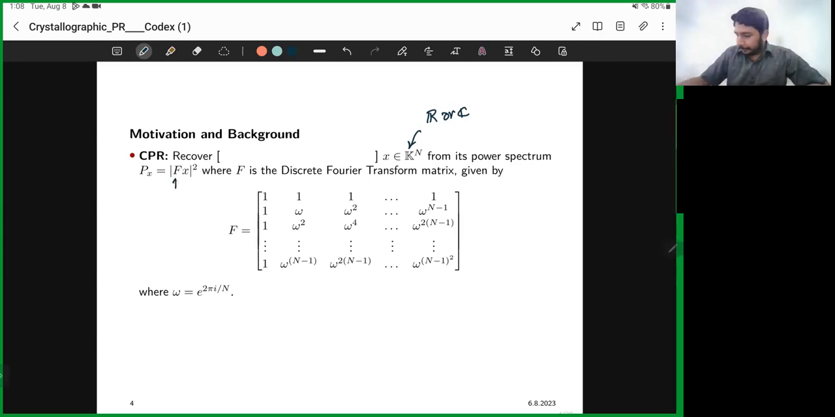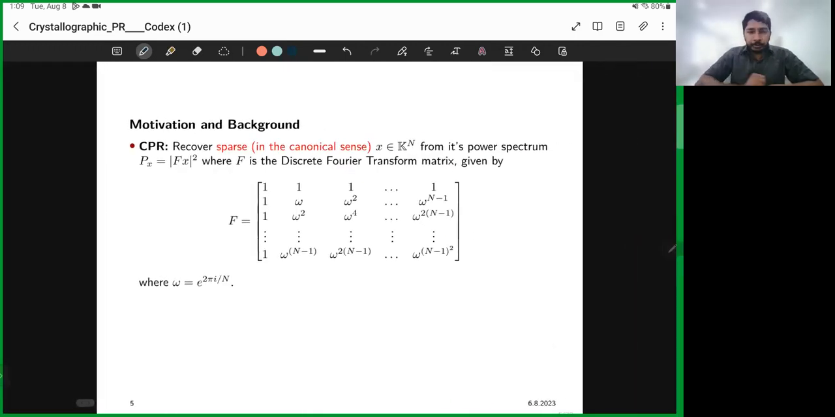So this F is the discrete Fourier transform. There you have it, that's that matrix. And this omega is the primitive nth root of unity. Okay, well, it turns out that you could study this problem, and people have thought about it a little bit. But if you take the set of all vectors that have the same power spectrum, turns out that set is too big. In other words, the crystallographic phase retrieval problem as it stands is ill-posed. So we have to introduce a prior.